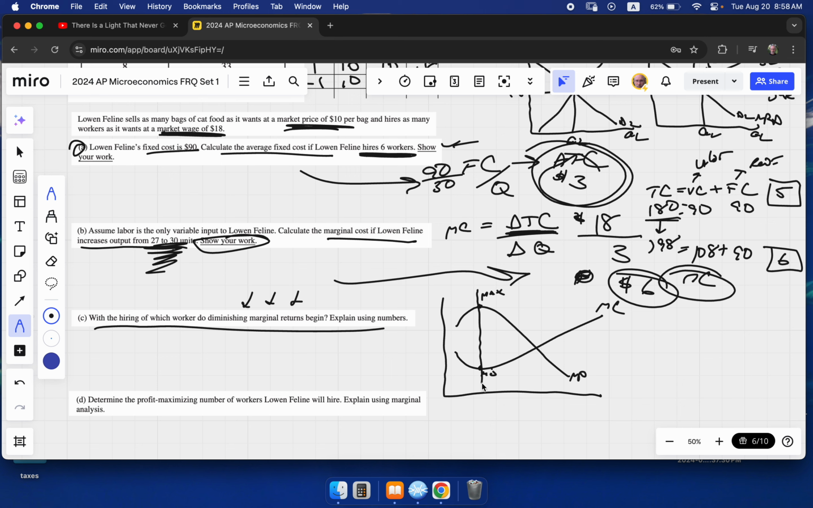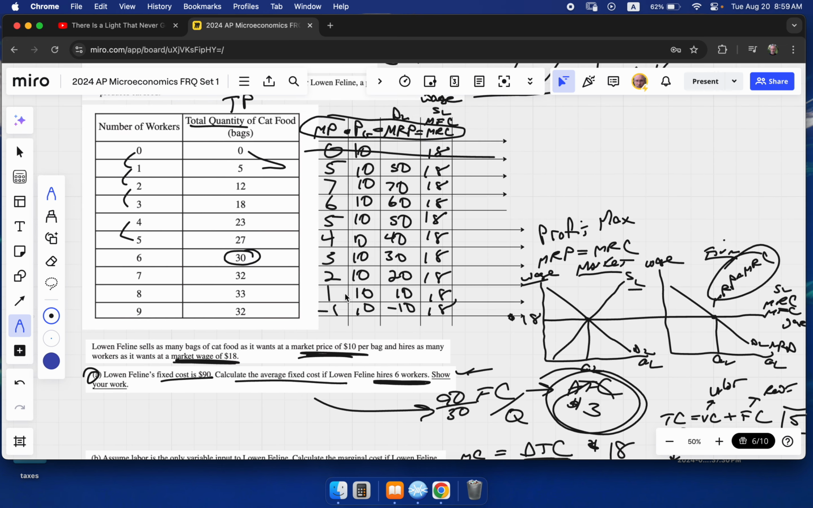Any output past that point, any of this output on this side, is diminishing marginal returns. The way I like to say it in my head is anytime marginal product is going down, or marginal cost is going up, I know I have diminishing marginal returns. Helps you with a whole bunch of multiple choice questions. So when we look back at our table, we notice that marginal product starts at 5, it goes to 7, and then it starts going down to 6.